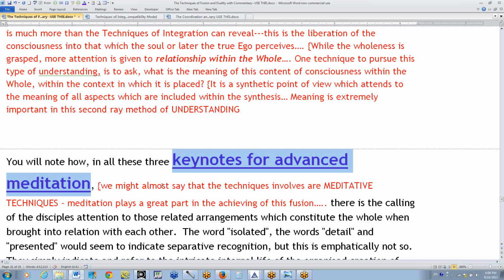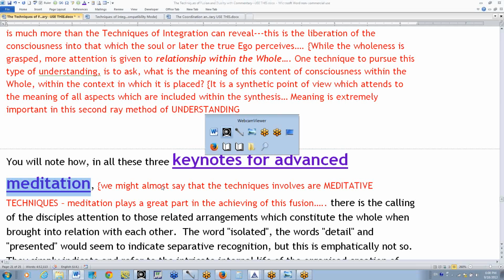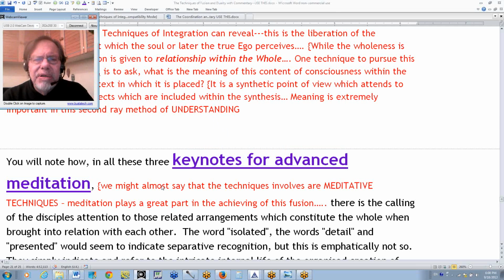So that kind of fusion is an advanced process, and it requires some advanced meditation to see it occur. So you will note how these three keynotes for advanced meditation, it's not just a question of practicing them, it's a question of really doing some inner work concerning them, and then I think their expression will come easier.